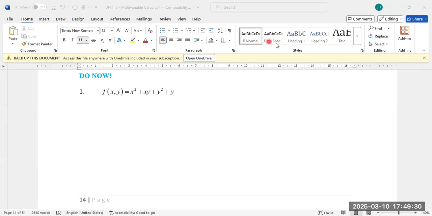And now let me see if I can call upon Shane. Give me the value of f subscript x and f subscript y. Sir, for both of them, I got 2. Is he correct? Yes, sir, correct. I think I saw where I went wrong.